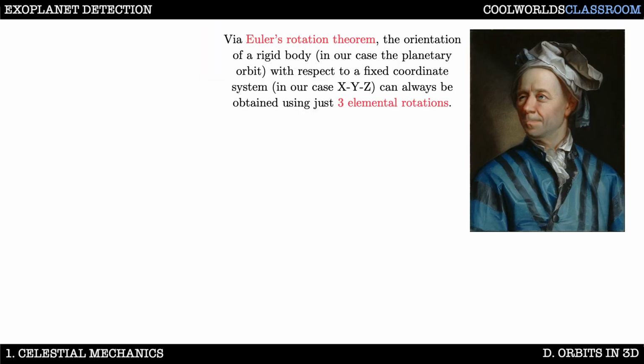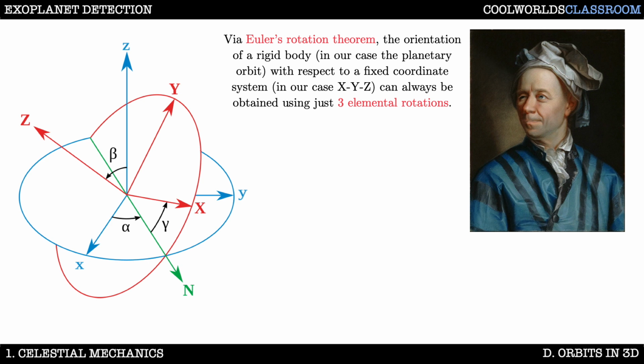It's here that we can use Leonhard Euler's rotation theorem to help us out. He figured out that no matter what the orientation of a rigid body, which in our case we can think of as being like a solid elliptical ring of material, you can always get to the orientation you want just by using 3 rotational transformations.